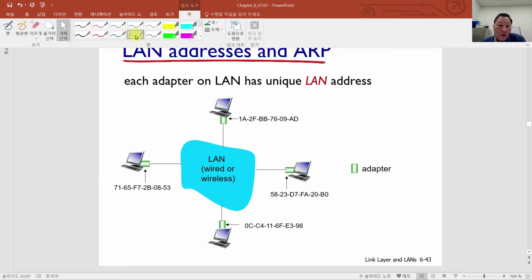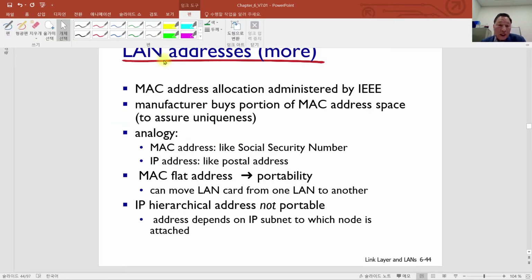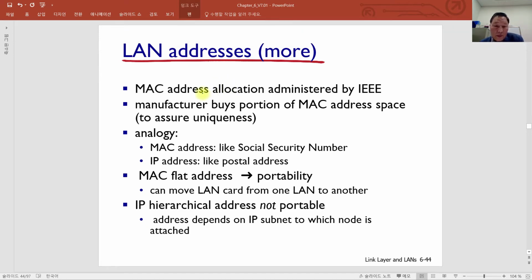Okay, this one is about LAN addresses and the address resolution protocol. Each adapter on a LAN has a unique LAN address. That should be unique in the world. Also, IP address, that should be unique in the world. That means public IP address is unique in the world. Private IP address doesn't need to be unique in the world. Still, this one explains the LAN addresses.